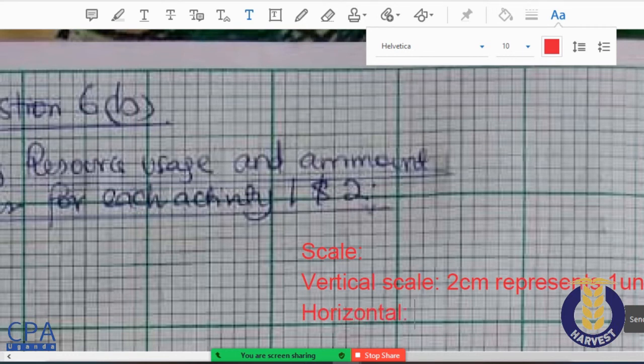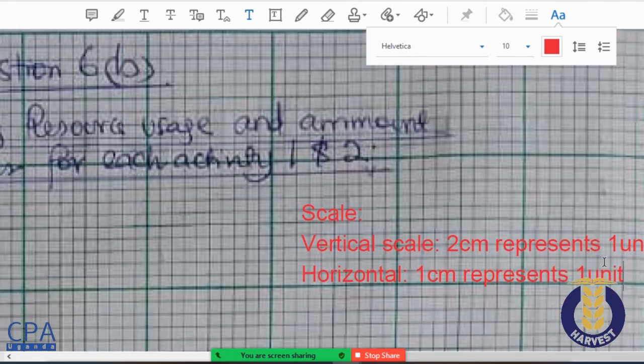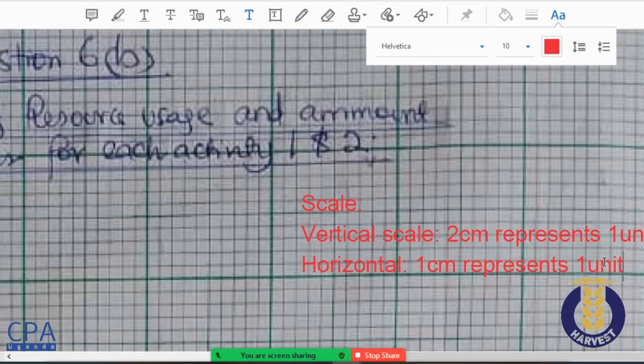You'll say 1 centimeter represents 1 unit. So that will be enough. Vertical scale, 2 centimeters represent 1 unit. Horizontal scale, we put the word scale, 1 centimeter represents 1 unit, and put it in that corner.